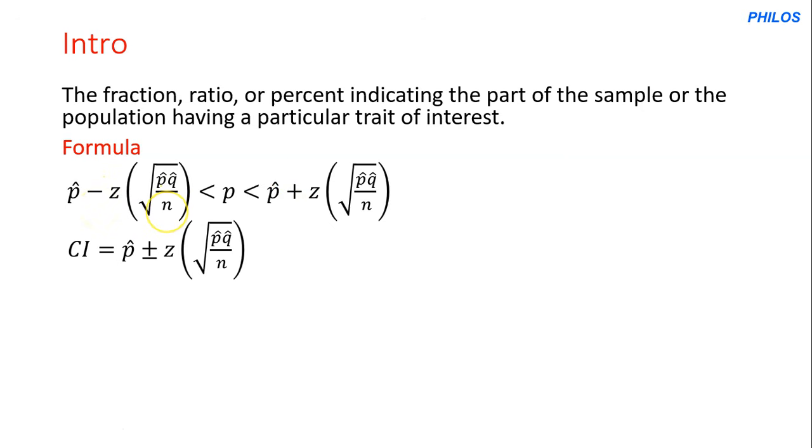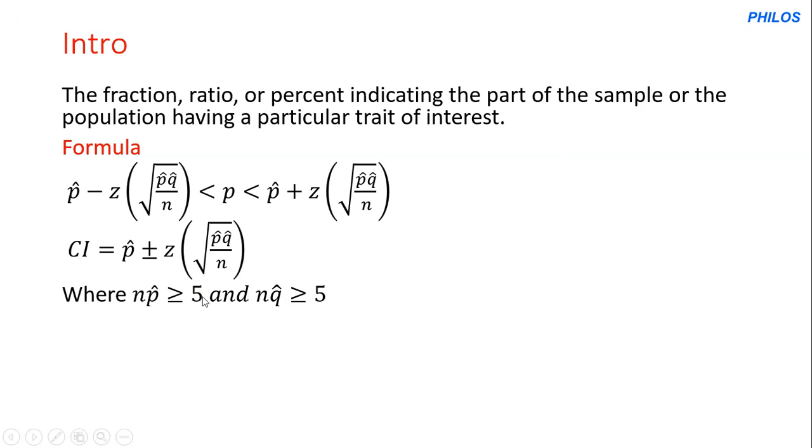In our previous lesson, I told you that the part where you have z multiplying standard deviation over root n is called margin of error. And in the t distribution, the part where you have t multiplying standard deviation over root n is also called margin of error. So the same thing applies here. Here, the part where you have z multiplying square root of p hat times q hat divided by n is called margin of error. So you can choose to write the formula like this or in a compressed form like this.